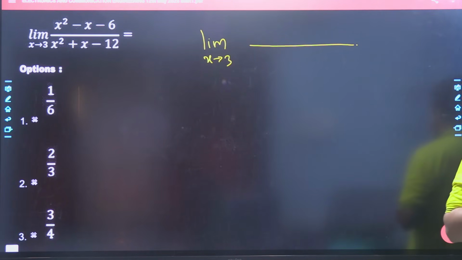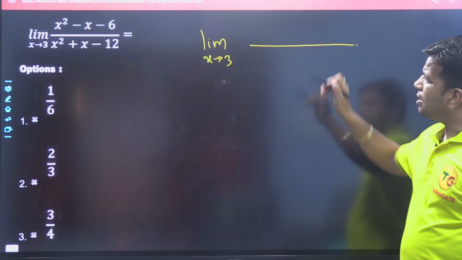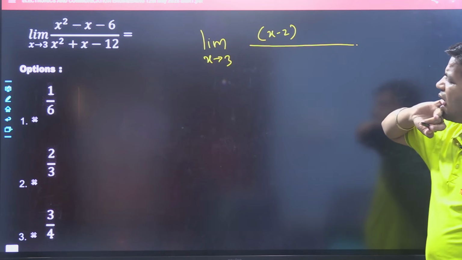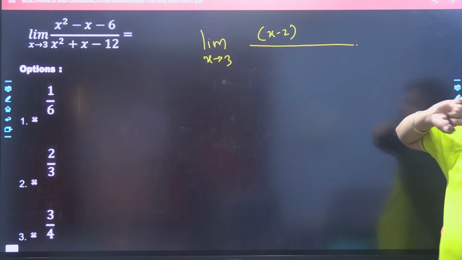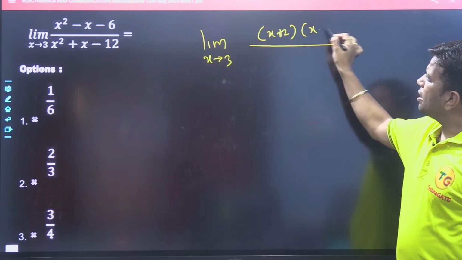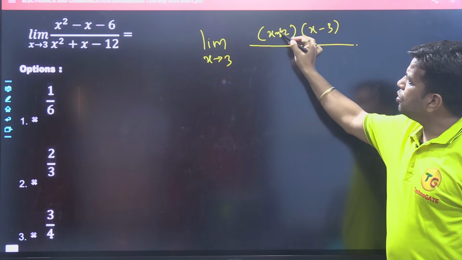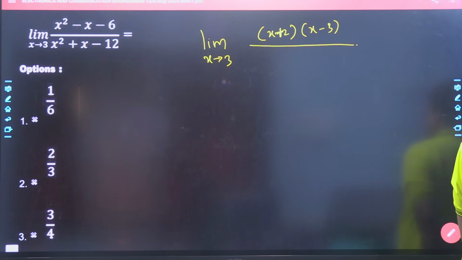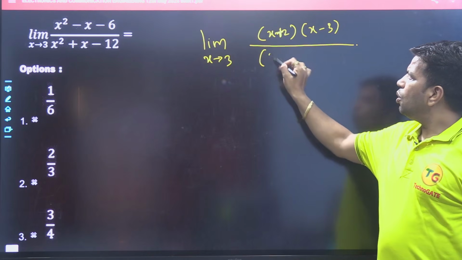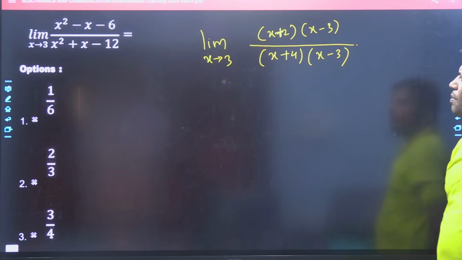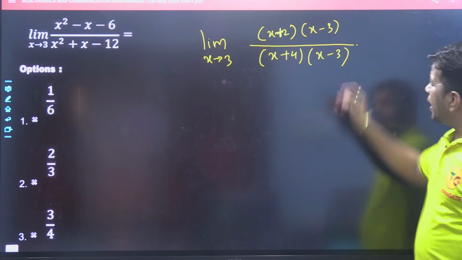The numerator is x square minus x minus 6. Can we say that it is simply x minus 3 times x plus 2? If you multiply these two terms, it equals x square minus x minus 6. And below, x plus 4 times x minus 3. We can cancel out the common term x minus 3.